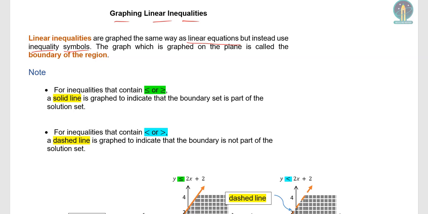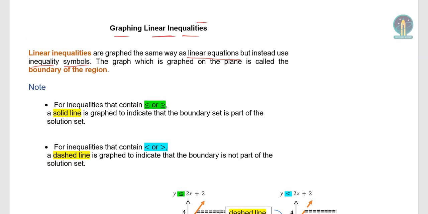In this concept, we're going to talk about graphing linear inequalities. Linear inequalities are graphed the same way as linear equations, but instead we take into account the inequality symbol, which allows us to shade one of the regions or the other about the line that we get. We'll see what this means shortly. The graph which is graphed on the plane is called the boundary of the region.